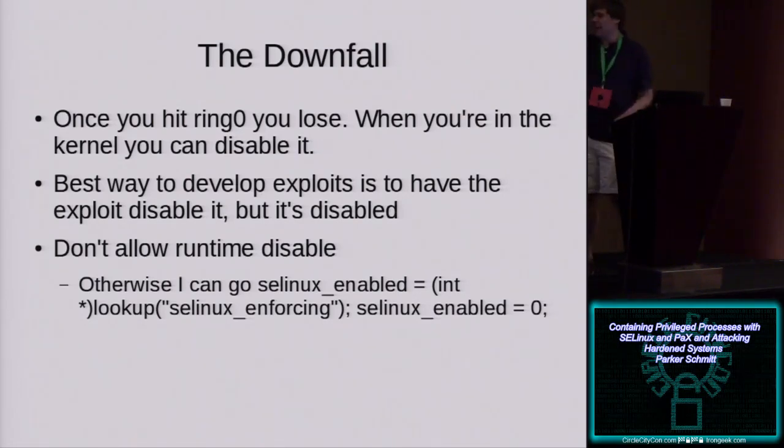Just this one line. SELinux enabled, look up SELinux enforcing. Now I know the memory address of the Boolean that actually tells the kernel, hey, this is disabled. If your kernel supports runtime disable, well, guess what? I can just set that to 0. And that's what happened. And the place where sestatus reads, it doesn't read from that Boolean. So guess what? I just disabled SELinux, and you don't know.